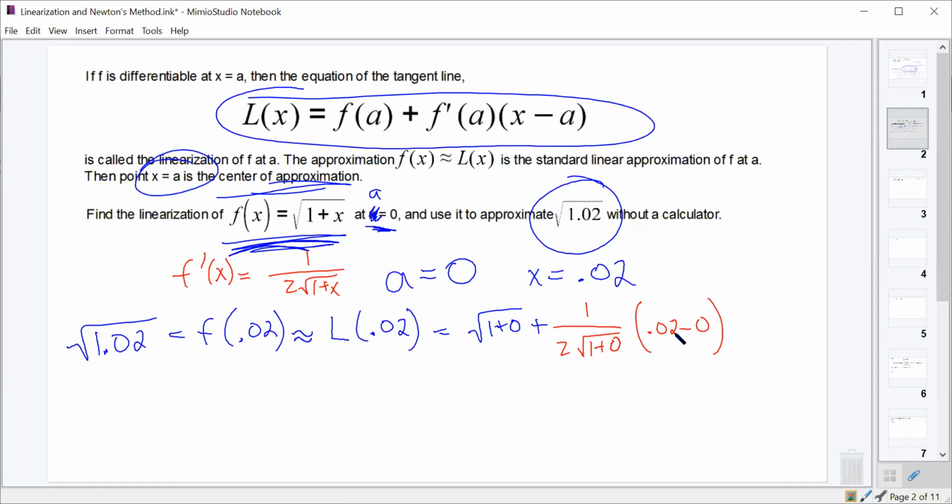Good so far or no? All right, so now all we do is plug in and evaluate all this stuff. The square root of 1 plus 0 is just 1, right? And then this is 1 over 2 times 1, so that's a half of 0.02. Which gives us what? 1.01, right? True or no?